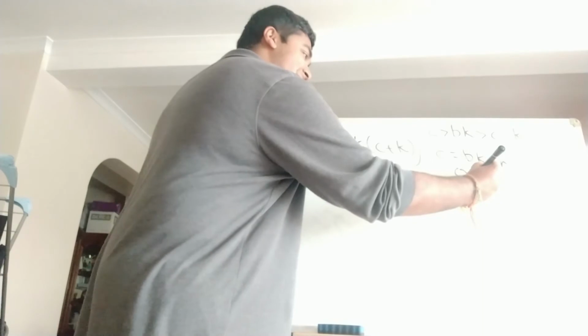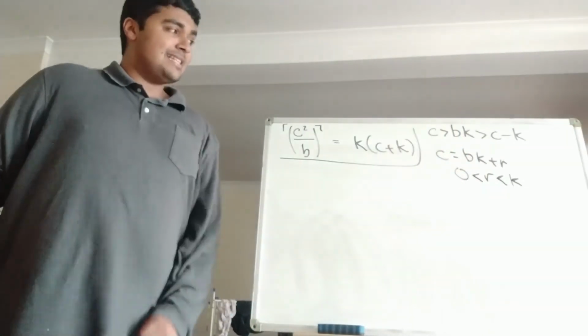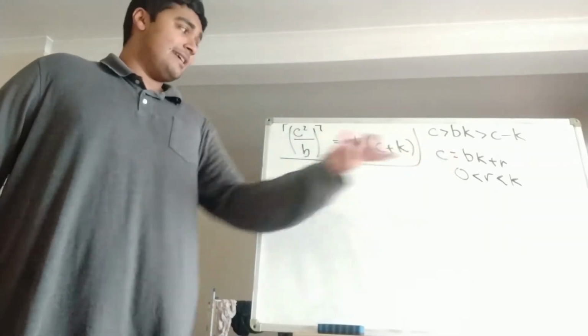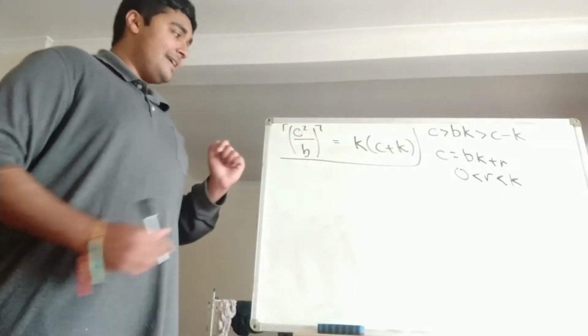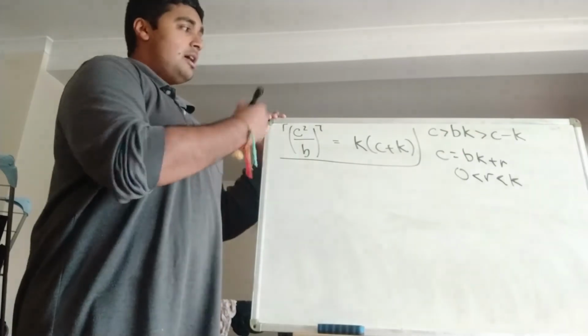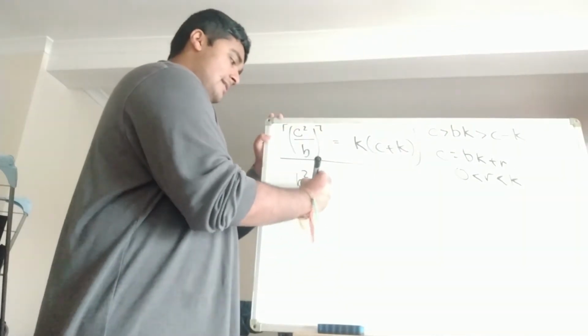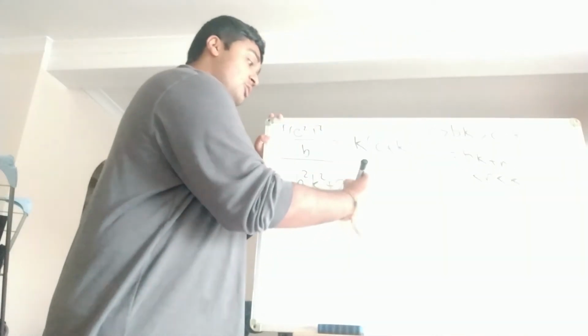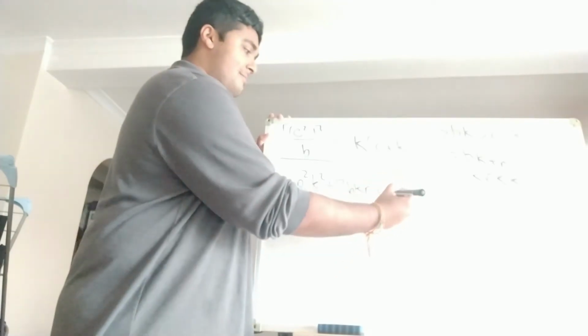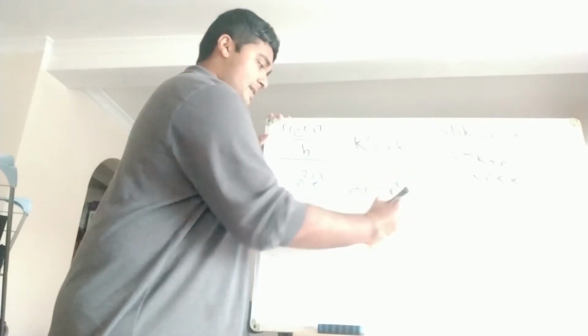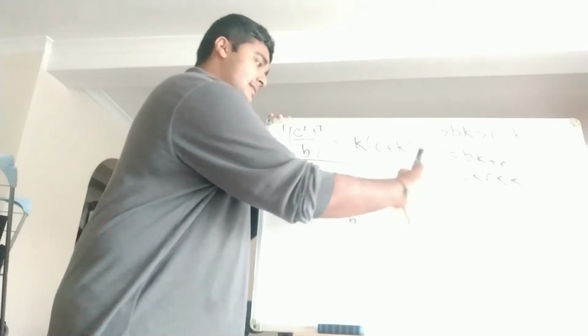So 0 is less than r is less than k, like so. So we can write c in this form here, and what we're going to do is just plug this into this thing here. On the left hand side, we're going to get c squared over b, which of course now turns into b squared k squared plus 2bkr plus r squared all over b, and then the ceiling of that.